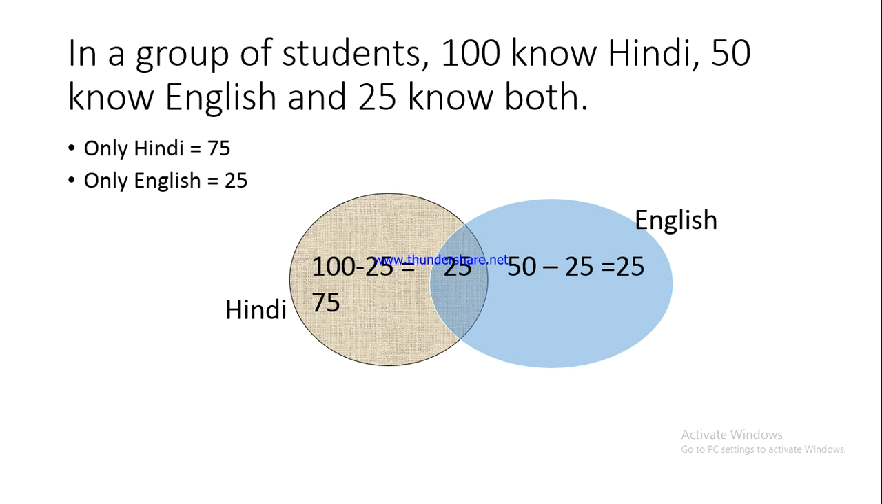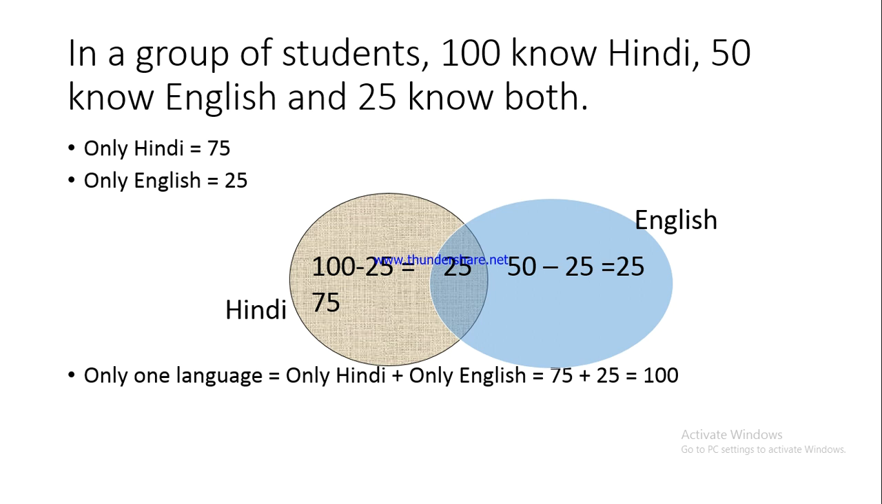So what do we mean by only one language? They either know only Hindi. There are two languages only here. So only one language means they either know only Hindi or they only know English. They don't know both. So basically you have to add up the grey portion, which is denoting those students who know only Hindi, and the blue portion which is denoting the students who know only English, and this is what will give you the answer. Only one language, 100 students know only one language, right?